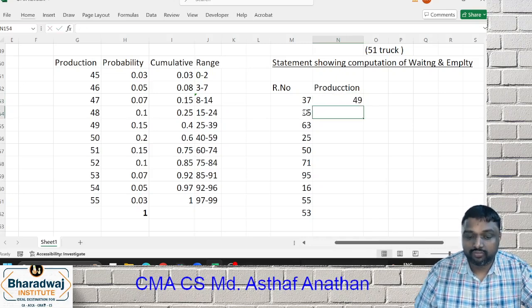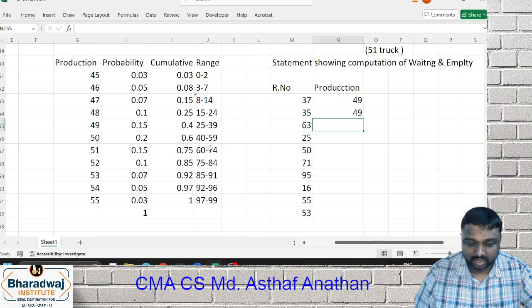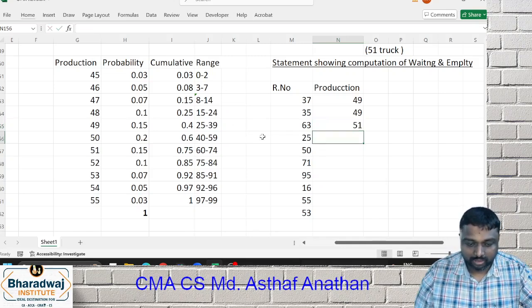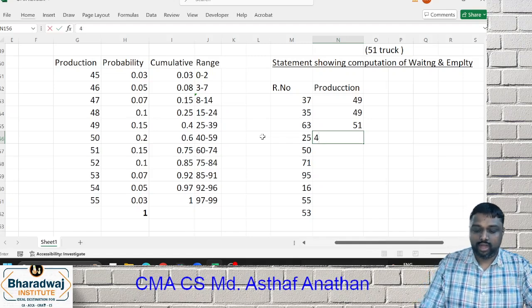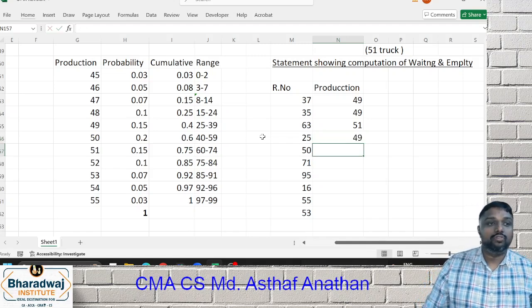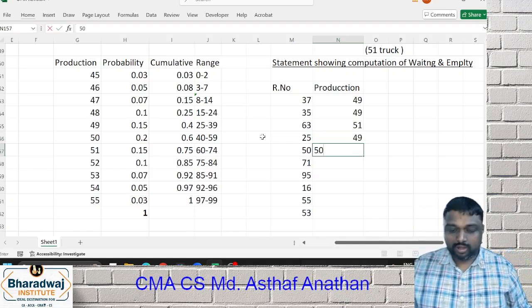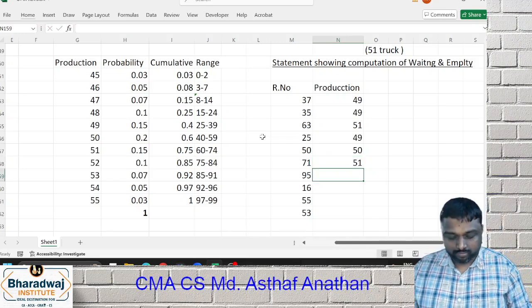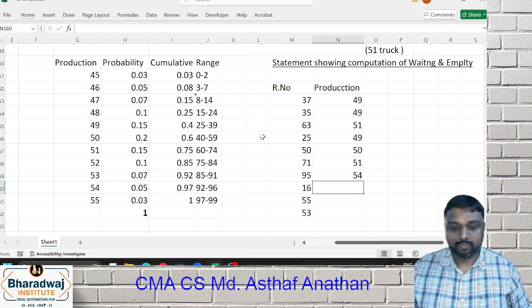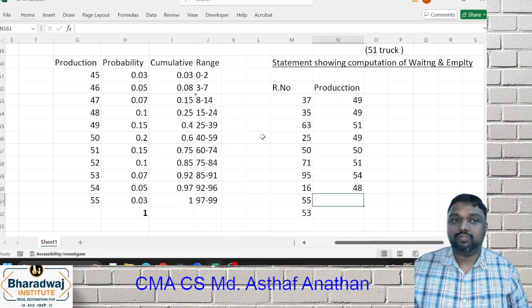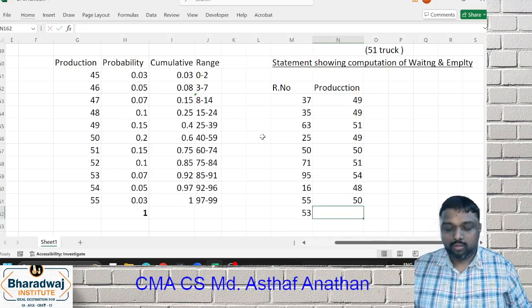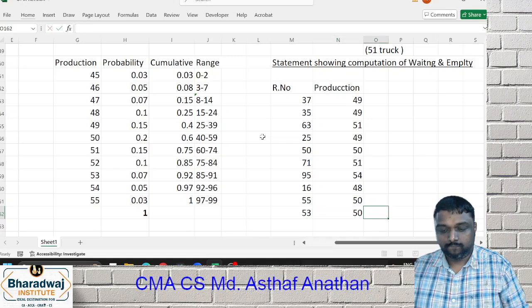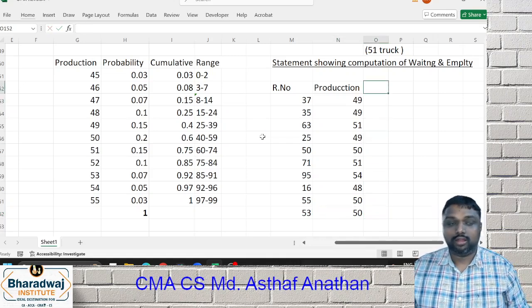Next, you have to go to 35. 35 is coming again 49. Next is 63, it is coming 51. Are you clear? Now 25 is coming 49. Like that, you have to identify each one. What is for 50? What is for 71? What is for 95? What is for 16? What is for 55? What is for 53? Now you can go for your point.